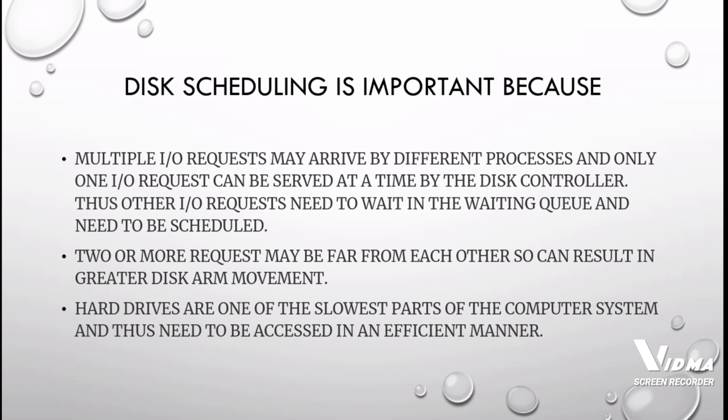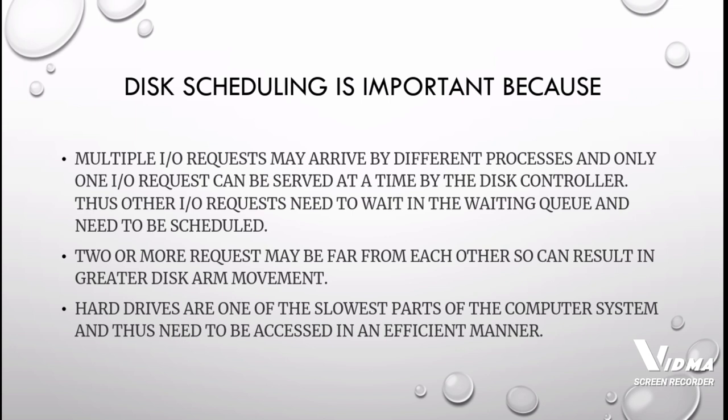This scheduling algorithm is needed because a process can make multiple IO requests and multiple processes run at the same time. The requests may be located at different sectors on different tracks. Due to this, the seek time may increase. These algorithms help in minimizing the seek time by ordering the requests made by the processes. So that's why this scheduling algorithm is important.